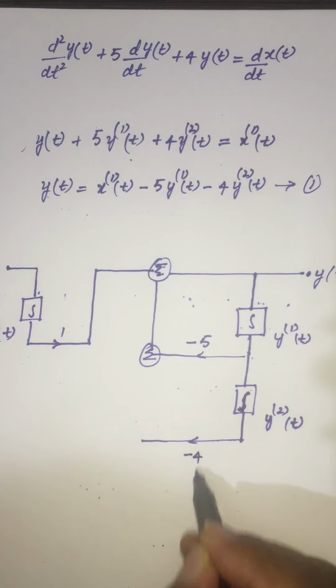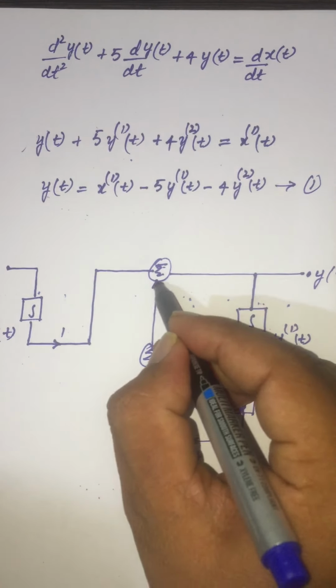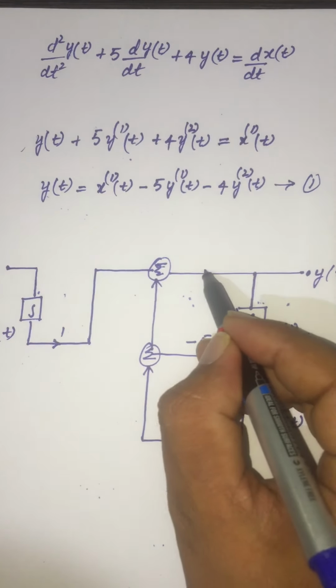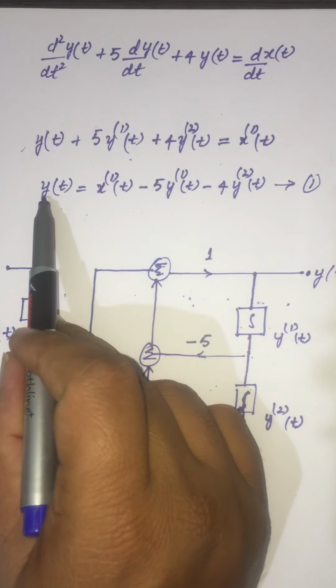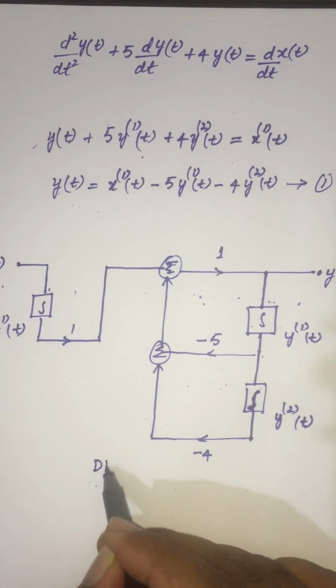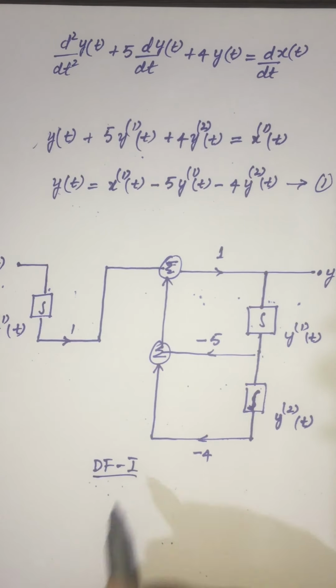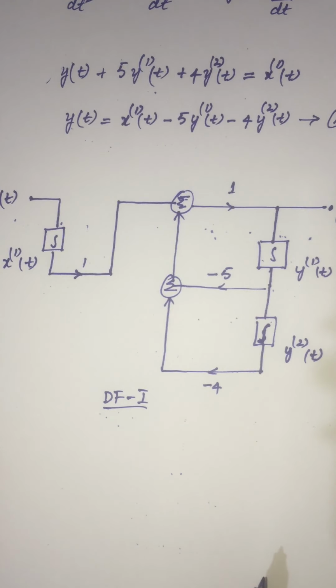And the coefficient is -4, and this needs to be added to the mainstream. Now this is moving towards the right side with the coefficient of 1, as I told you before. This is the direct form 1 representation. Now how do we write its corresponding direct form 2 representation?